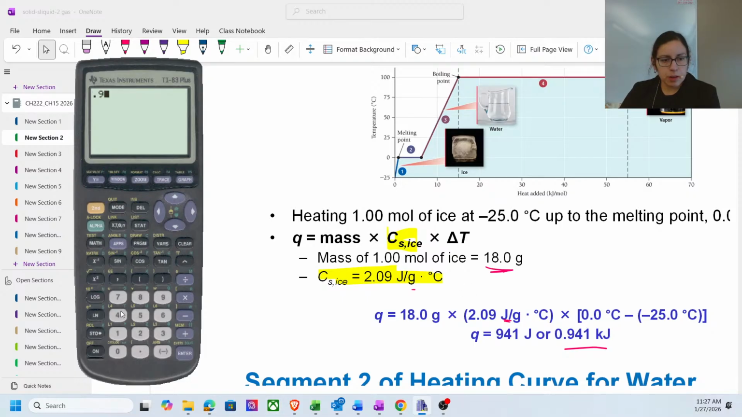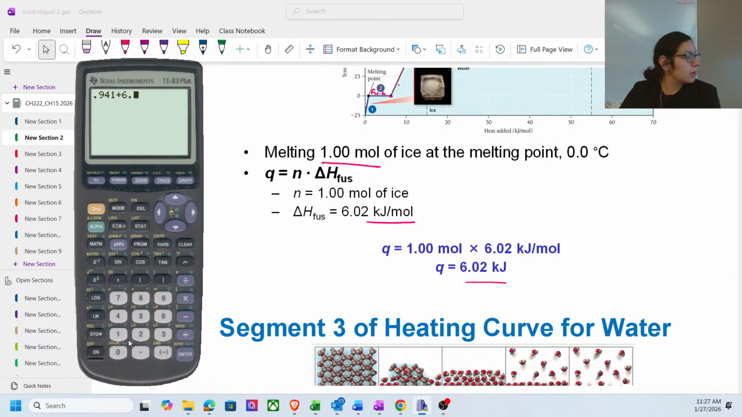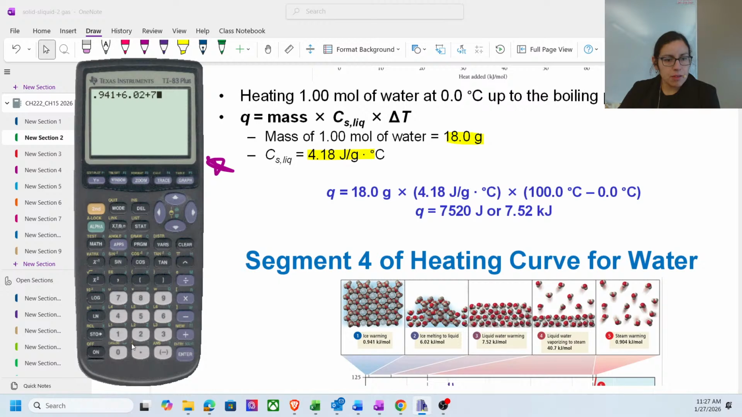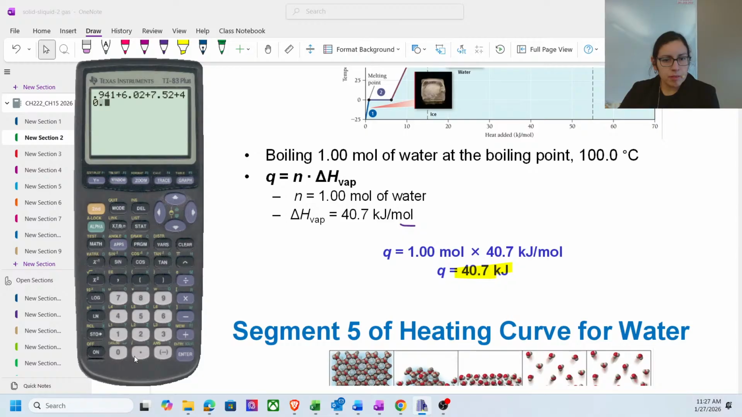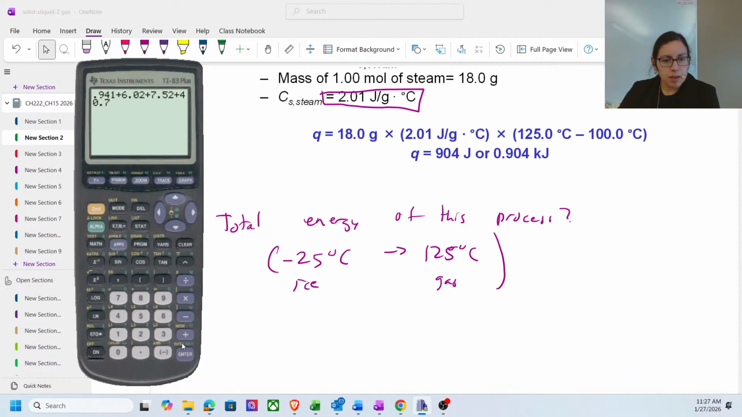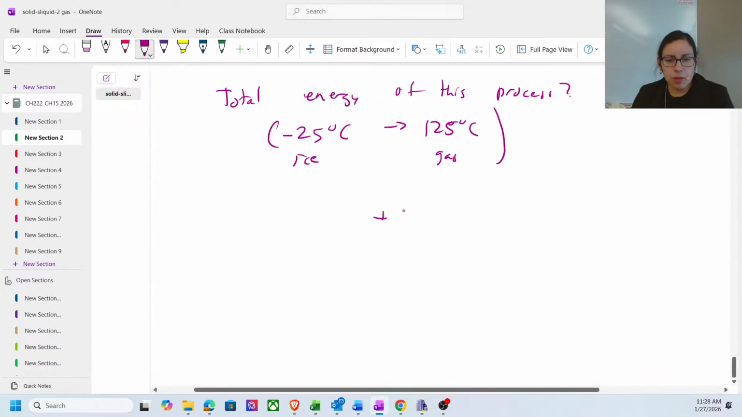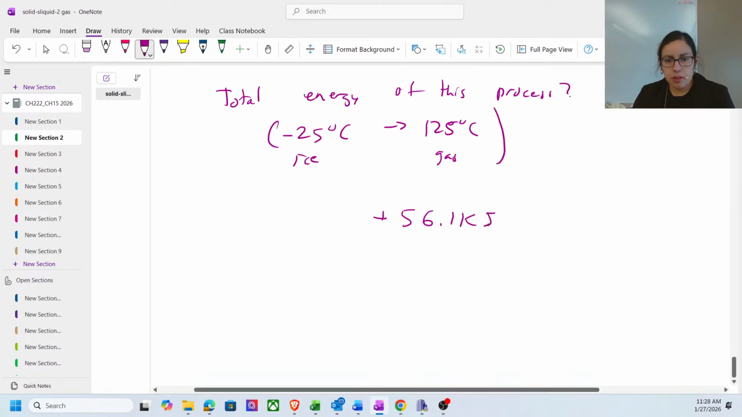So 0.941 plus 6.02 plus 7.52 plus 40.7 and then plus 0.904. And then we should have a total energy of about 56.1 kilojoules. And so note that that's positive, right?